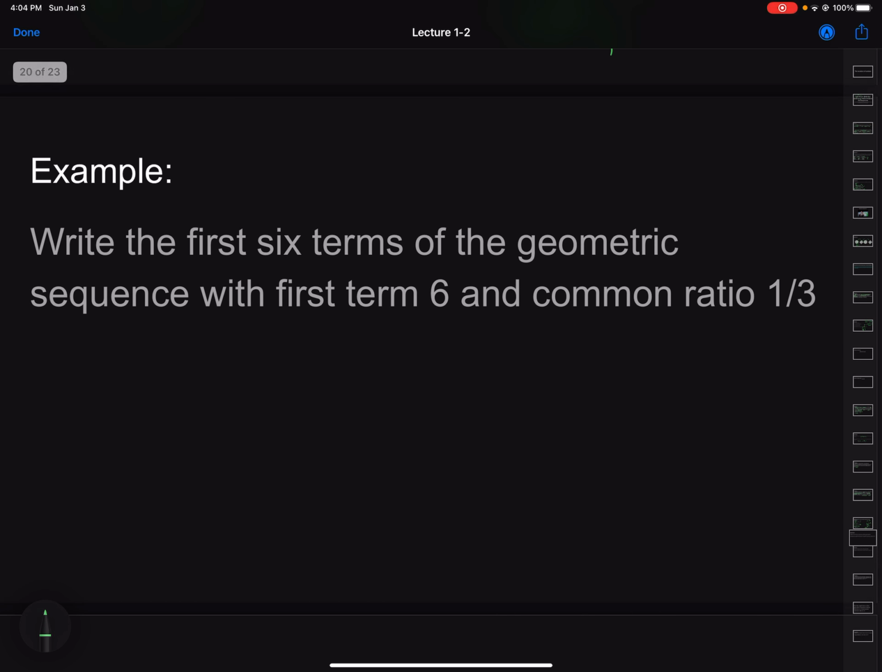So our next problem, let's go back to things that are geometric sequences. And we will write the first 6 terms of the geometric sequence with first term 6 and common ratio 1/3. So we start with a 6, and then we multiply it by 1/3, or we divide by 3. 6 times 1/3 is 6 divided by 3, which is 2. 2 times 1/3 is 2/3. 2/3 times 1/3, multiplying the denominators, is just going to be 2/9.